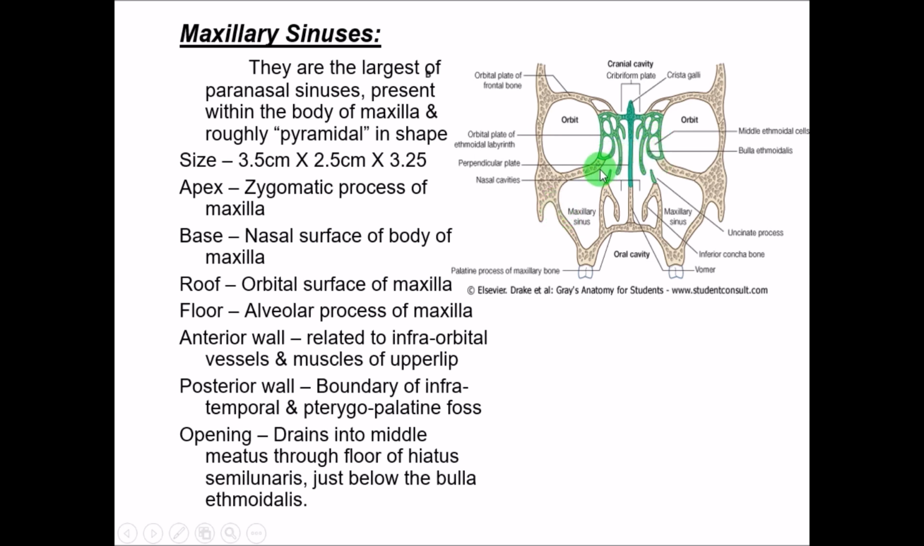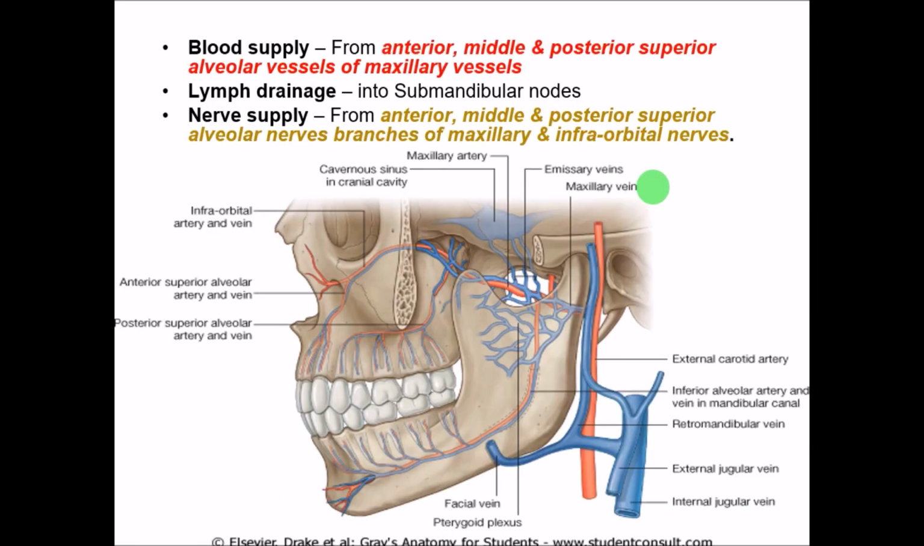So here will be the opening; it drains into the middle meatus through the floor of the hiatus semilunaris. Hiatus semilunaris, let me show you later, is just below the bulla. There is a circular structure called the hiatus semilunaris, just below the bulla ethmoidalis. So it will be opening here into the middle meatus. This is the opening of the maxillary sinus. So this is all about the maxillary air sinus.